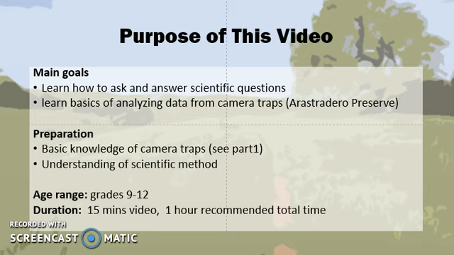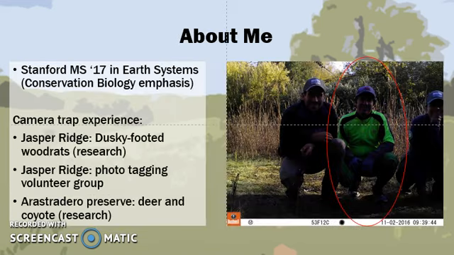In order to do this, you should have a basic understanding of camera traps and the scientific method. I am a recent graduate of the Stanford Earth Systems master's program, with an emphasis in conservation biology. I used camera traps for my own research on the dusky-footed wood rat, as well as my research on deer and coyote. And I was part of a photo tagging volunteer group at Stanford's Jasper Ridge. This is me shown on the right here. This photo was taken by a camera trap.